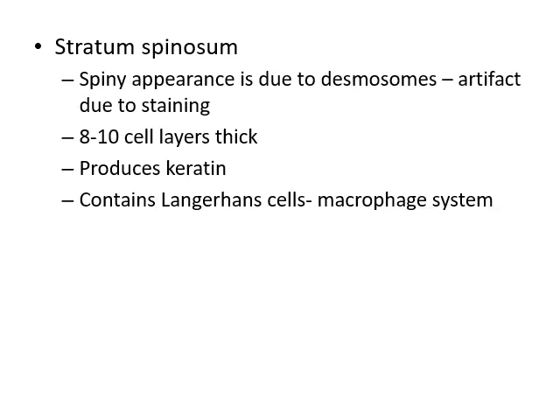Then going on to stratum spinosum, it has this spiny appearance because of the desmosomes that are seen in it, and these desmosomes cause an artifact during staining which gives it this spiny appearance. So this is the thickest layer and it has about 8 to 10 cell layers, and these cells produce a lot of keratin. They also have Langerhans cells, which are derivatives of the macrophage system and help in innate immunity.